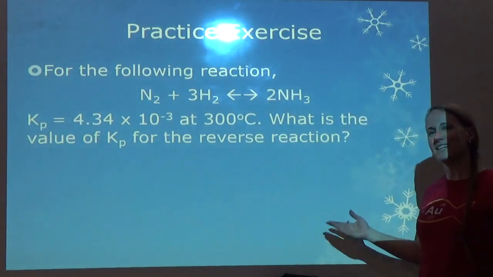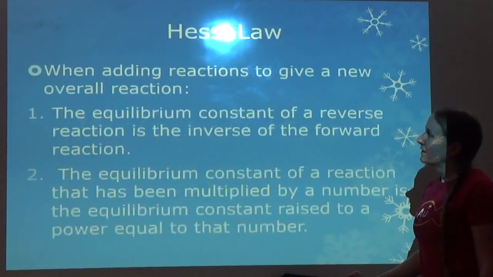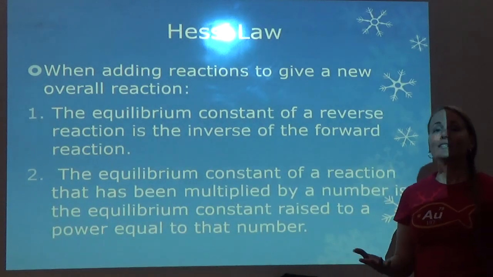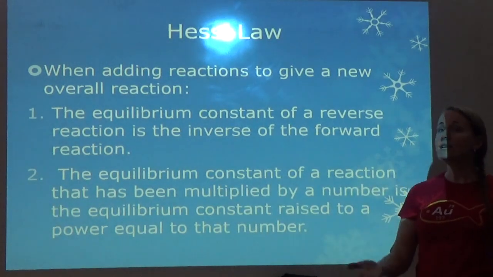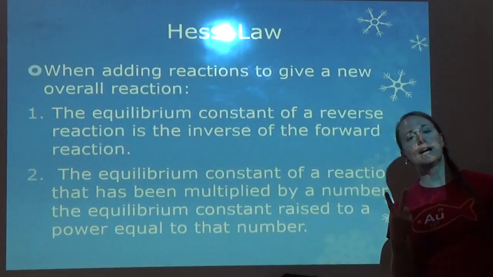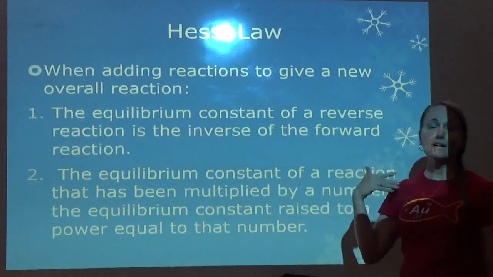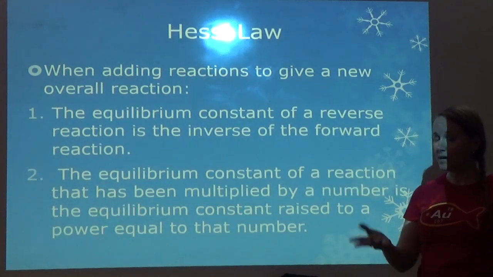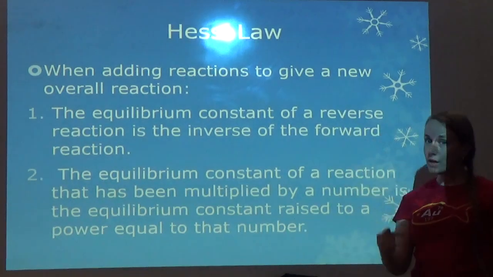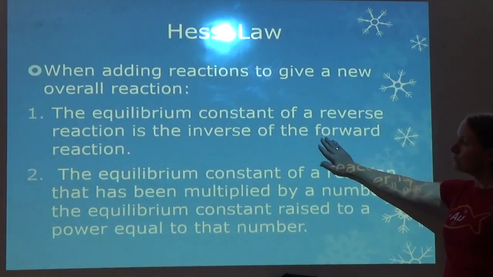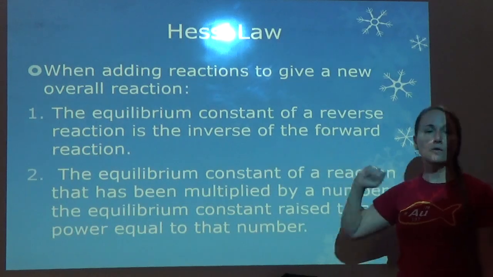See, equilibrium is not that bad. All right, so now let's talk about the rest of Hess's law. In Hess's law, when we're dealing with heat and enthalpy, if I flip a reaction, I change the sign of delta H. Well, as we've just learned, for Hess's law in equilibrium, if you flip a reaction, you do 1 over the K value. So the equilibrium constant of a reverse reaction is the inverse of the forward reaction, so it's 1 over K.